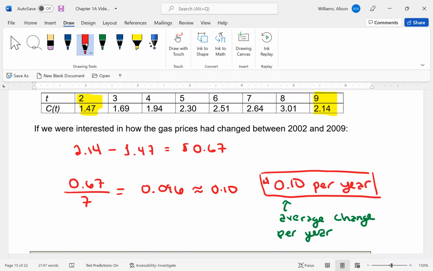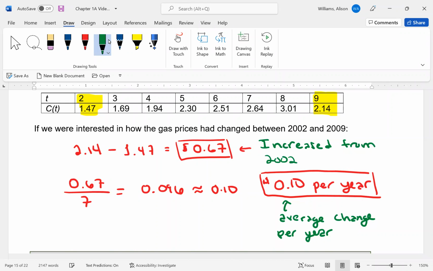The 67 cents is just how much it has increased from 2002 to 2009. So it's a little bit more information when we understand that it's changing at about a rate of 10 cents per year, looking between those 2 years.